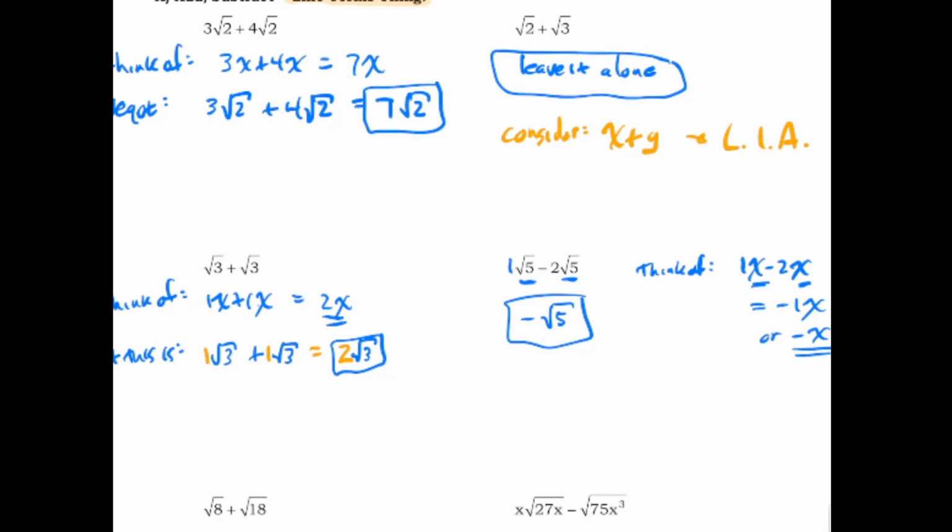Like terms means take the coefficients. Coefficients are the numbers in front, the multipliers. Take the coefficients and combine those by adding or subtracting. And then the pattern schleps along, so to speak. It follows with you. So 1 minus 2 is a negative 1, and then schlep the root 5 with you. So you could write negative 1 root 5, or you could just write negative root 5.